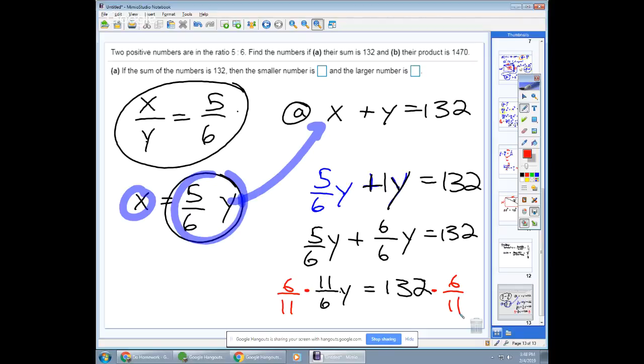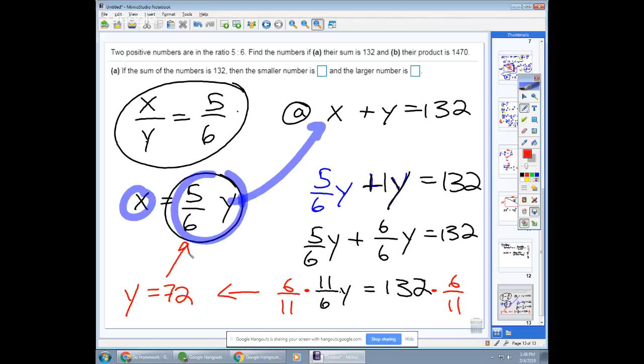Let's see, I think 11 goes into 132 12 times. 12 times 6 is 72, maybe? Can you help me out on that? Checks out. So according to putting these two facts together, I get y is 72. Now, once we know y, we can go back and say, oh, well, I know how to find x given y.